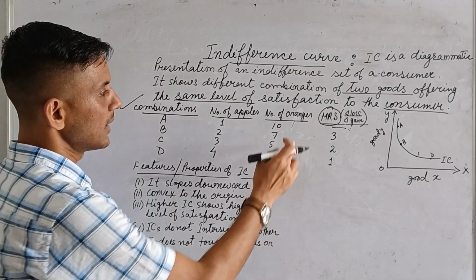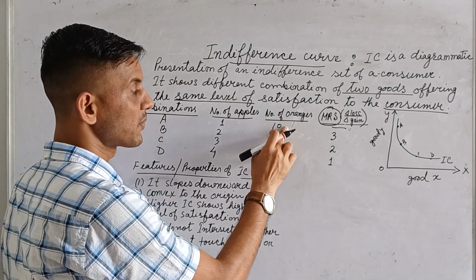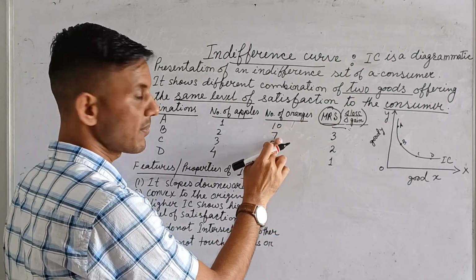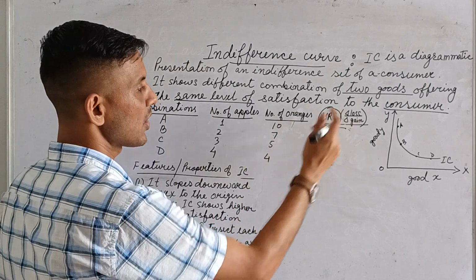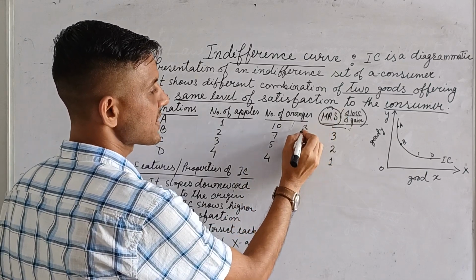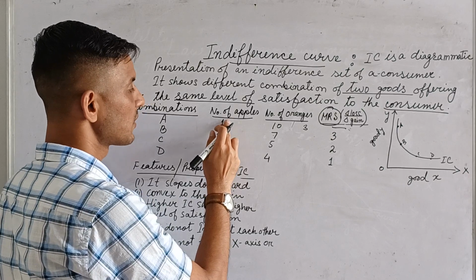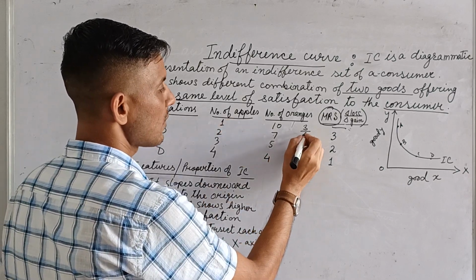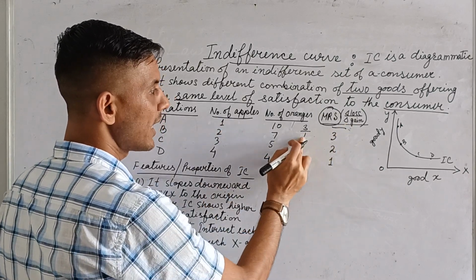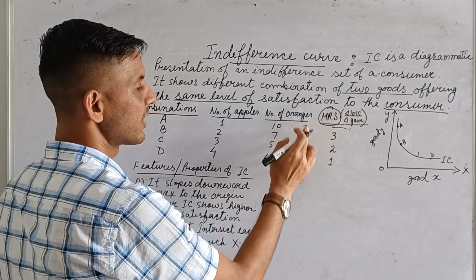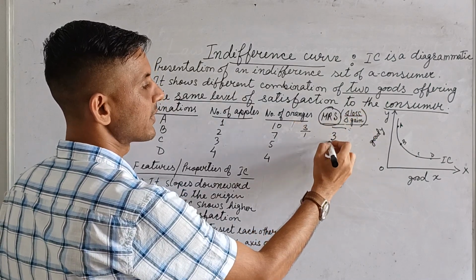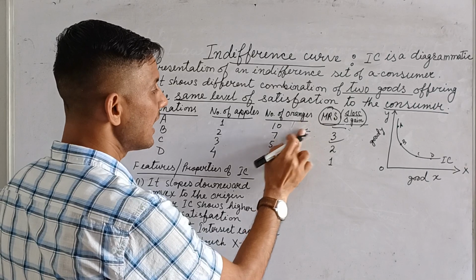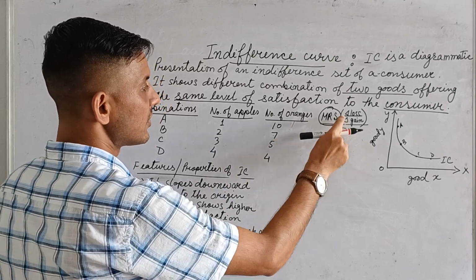After that you see the number of oranges: before it was 10 and now 7. What is the loss? You have sacrificed 3. What is the gain? Before it was 1, now 2. That means change in gain is 1, change in loss is 3. So 3 by 1 is equal to 3. Is it clear?